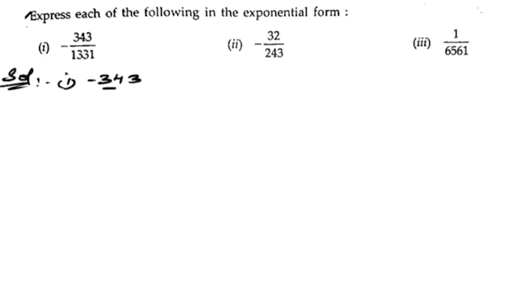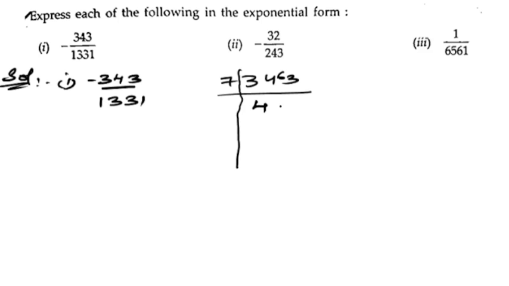-343 upon 1331. So let us take out the factors of 343. We know that 343 is divisible by 7. So let's start with 7. 7 fours are 28, so 6 left. 7 nines are 63. 7 sevens are 49. 7 ones are 7. So we got 3 sevens.